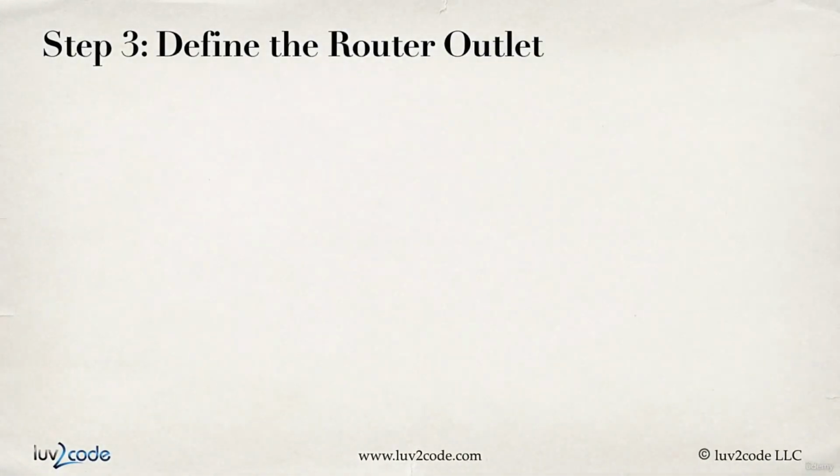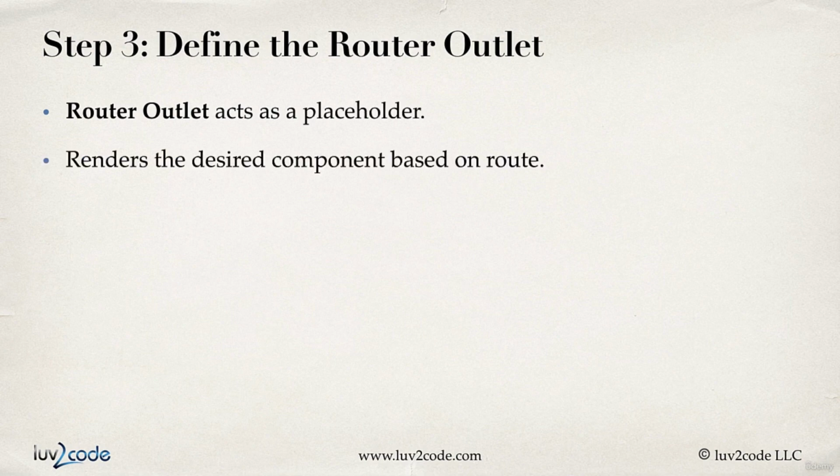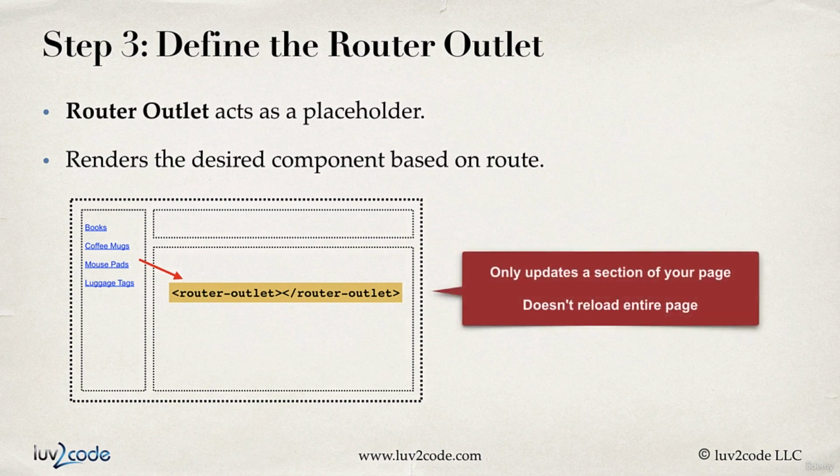Then in step 3, we define the router outlet. So the router outlet acts as a placeholder. It renders the desired component based on the route. So in our previous example, we have our menu items on the left. You select the link, and then the router outlet, that's a little placeholder. That's the area of where the actual component will be rendered. And then remember, it only updates a section of your page. It doesn't reload the entire page, right? So we have a single page application. We simply perform partial updates on our given page.